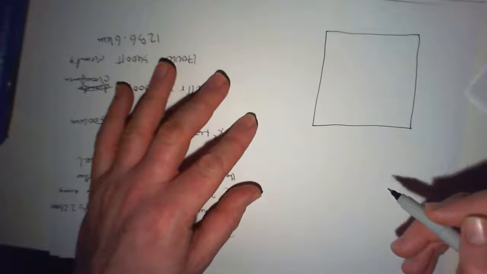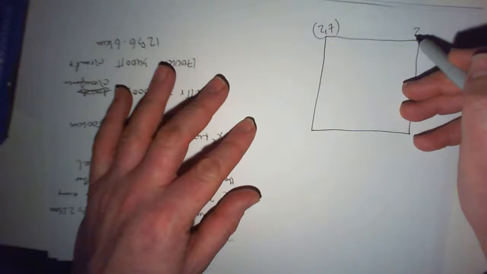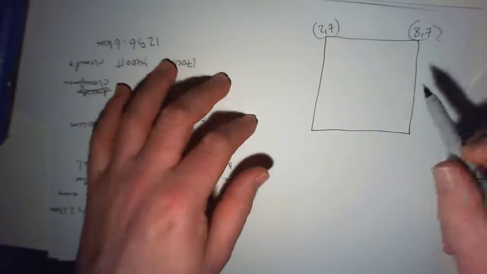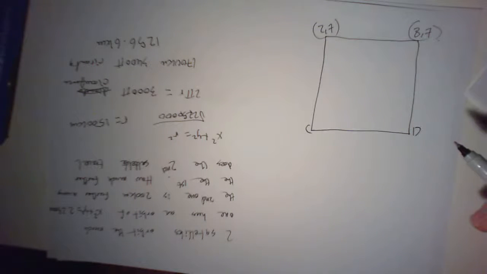Okay, everyone with me so far? A square. This is 2 and 7, and this is 8 and 7. I want you to find the coordinates of C and D. That's the first thing.